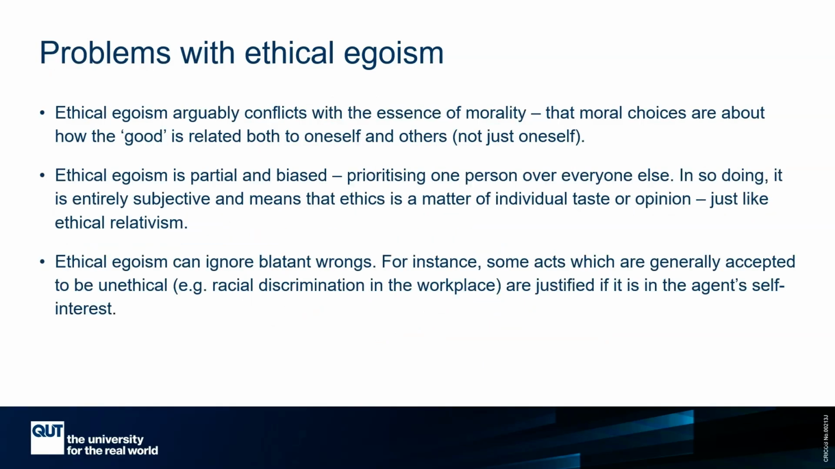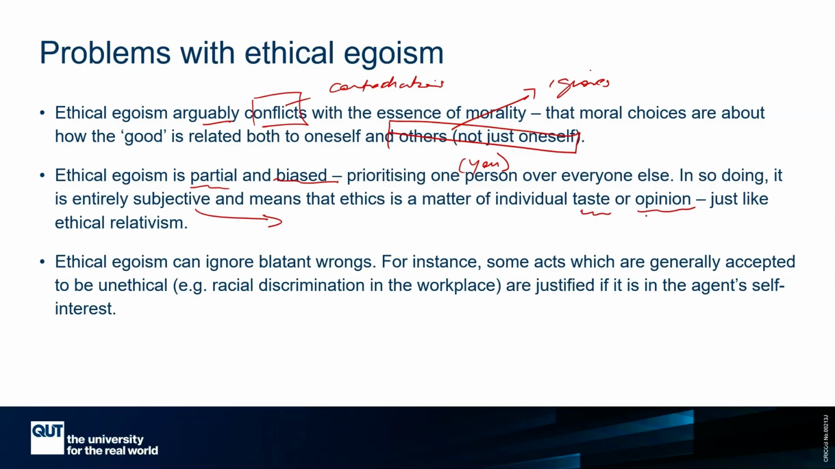But there are also some big problems, right? At its core, you could argue that ethical egoism is in conflict with or contradicts the very essence of our definition of morality, because it totally ignores the impact on others. It's about you. So it's partial and biased, and it prioritises you over everyone else. That means it's entirely subjective, and it's a matter of taste or opinion, or as we discussed last week, it's about your preferences.